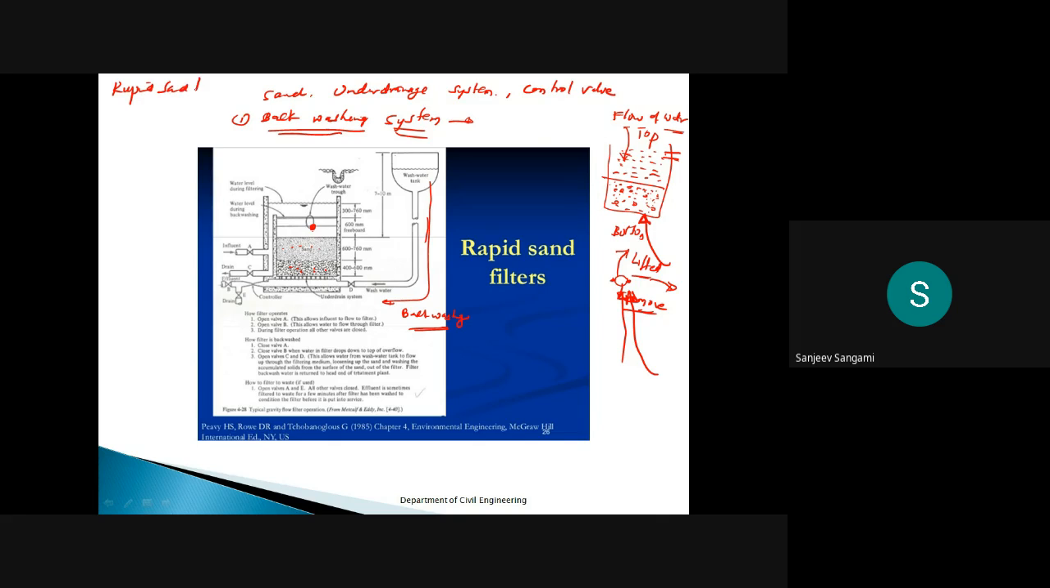As the name indicates, in the rapid sand filtration process the filtration rate is higher. Normally, the head we spoke about in the previous case, the slow sand filtration process, is very less, 0.5 meter. The rapid sand filtration rate is almost 4 to 5 times more than the slow sand filtration process.